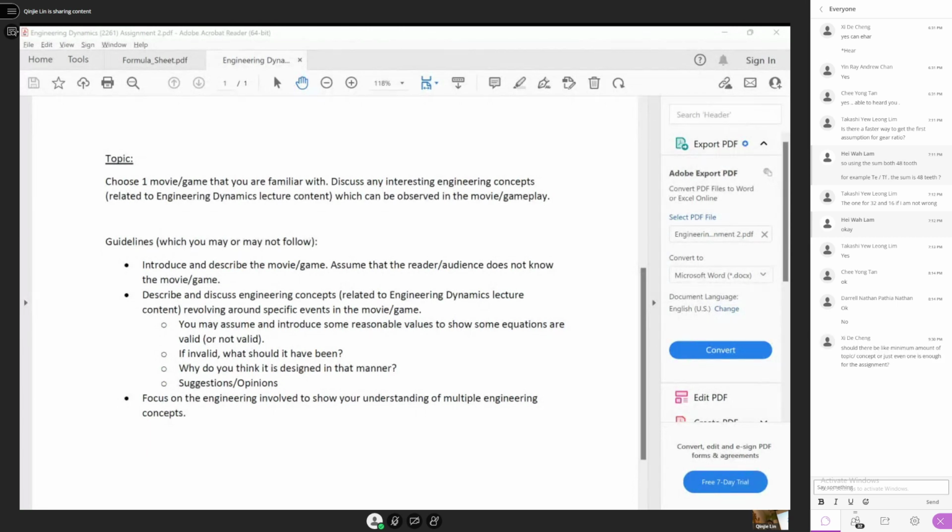Any questions? You all got any questions? Should there be like minimum amount of topic concept, or just even one is enough for the assignment? There is no restrictions on that, lah. But usually because of the number of pages given, right? Usually we'll talk about a few, lah. Go in there a bit, talk about a few.